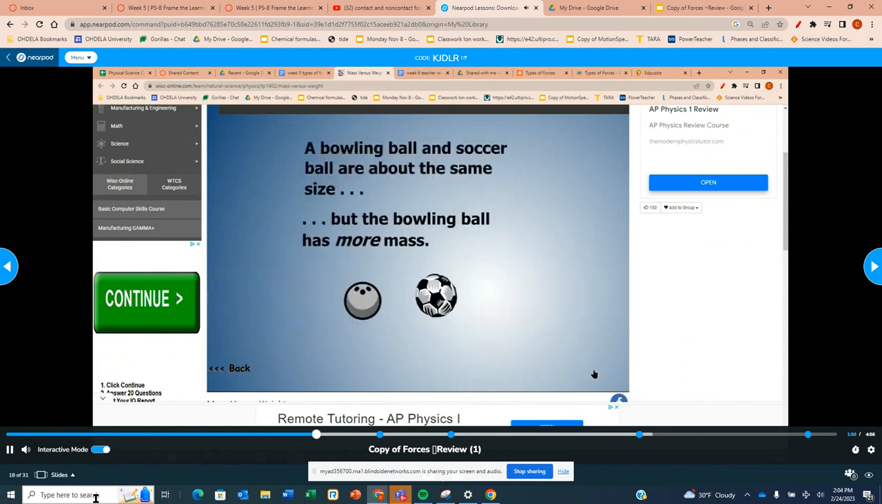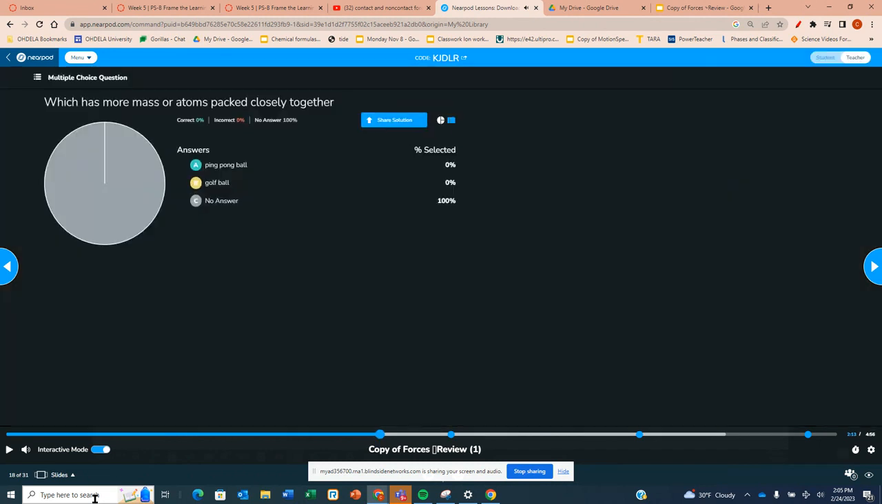A bowling ball and a soccer ball are about the same size, but the bowling ball has more mass. The bowling ball contains more matter. So particles inside are closer together, whereas in the soccer ball, they're further apart. Also, this has air inside. This is solid. So which has more mass and atoms packed more closely together? Of course, it's the bowling ball.